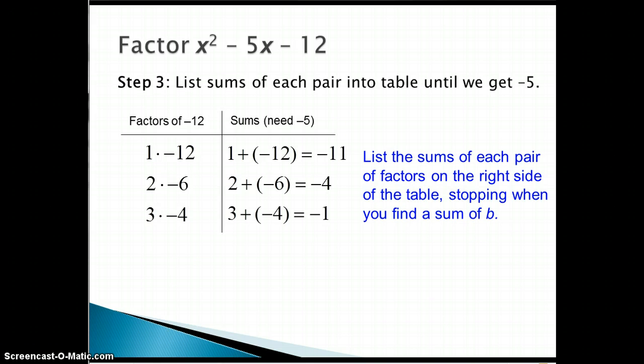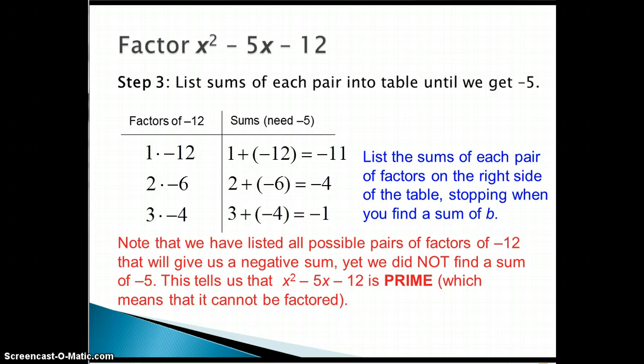So then we look at the sums on the right side of the table. If we add 1 plus negative 12, we get negative 11, and that's not the negative 5 sum that we're looking for. If we add the 2 and the negative 6, we get negative 4. That's also not the sum I'm looking for. And 3 plus negative 4 is negative 1, and that's not equal to the negative 5 I'm looking for. But notice that I've tried out every possible pair of factors, because if I go to 4 next in my list, then 3 is the other factor, and I've already used the 3 and the 4. So I know that I've tried every possibility, but I did not get the sum I need.